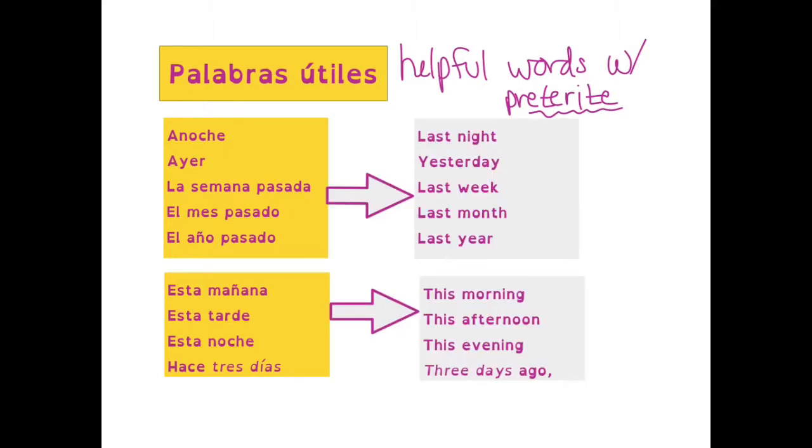Anoche, ayer, la semana pasada, el mes pasado, el año pasado. These are all helpful, this whole list on the left here, because they imply a completed action, a set time frame. That needs the preterite. So then we have things like last night, that's completed. Yesterday, that's completed. Last week, completed, and so forth. So these all cue you to need to use the preterite tense in Spanish.